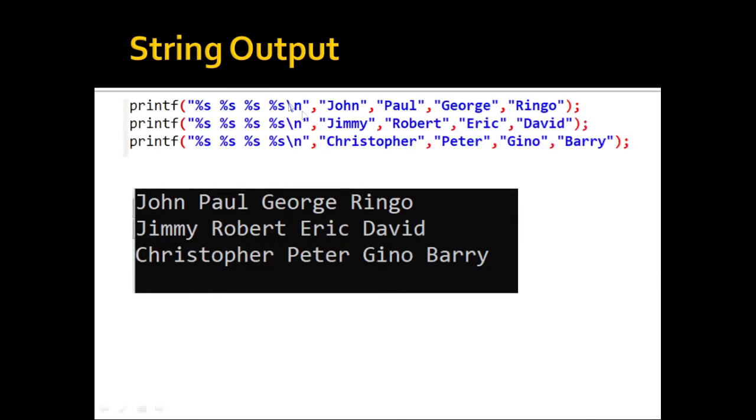So here we have the same as the previous one, but we have 3 lines. To separate each line, I use \n, that means new line. And so the same, this will display John, Paul, George, Ringo. The next one will be Jimmy, Robert, Eric, David, Christopher, Peter, Gino, and Barry. So the output will be something like this.